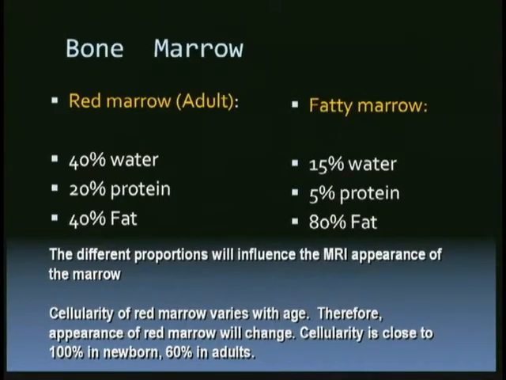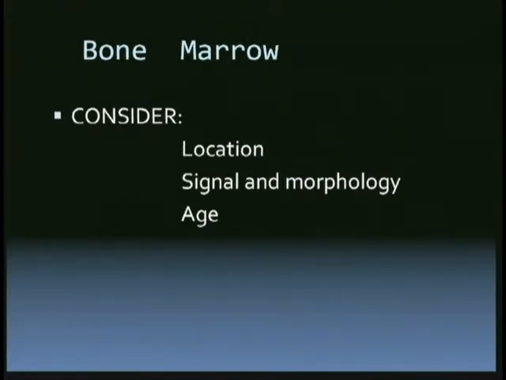So when looking at the bone marrow, before deciding if it's normal or abnormal, you have to consider the location in the bone, whether it's an epiphysis, a diaphysis, or a metaphysis. You have to look at the signal intensity and compare it to the adjacent muscle and the morphology also, and consider the age of the patient.